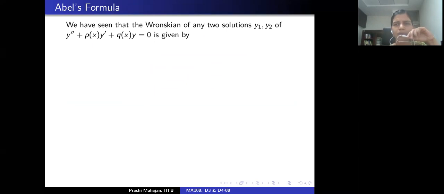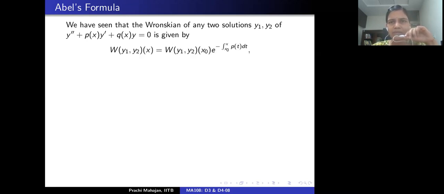Let's recall for the order 2 equation, d squared y by dx squared plus p(x) dy by dx plus q(x) y equal to 0. Recall that the Wronskian of any two solutions, y1 and y2, of the second order homogeneous differential equation follows the given formula, right? So the Wronskian of y1, y2 at any point x equals the Wronskian of y1, y2 at a fixed point x0 times a certain exponential.